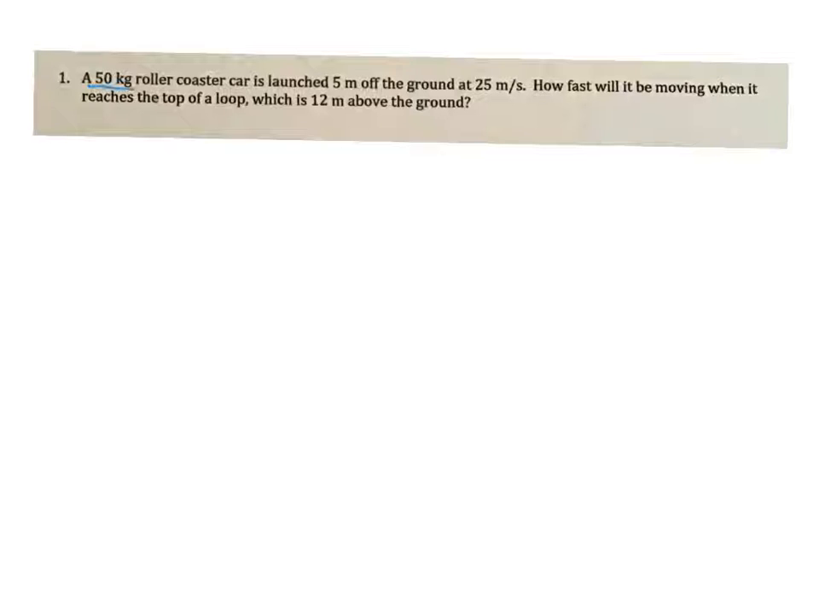So we have 50 kilograms, which is the mass, and it's launched 5 meters off the ground. So that is going to be its initial height that it starts from, and it's going 25 meters per second. So that is our initial velocity. And we know that because meters per second is a unit for velocity.